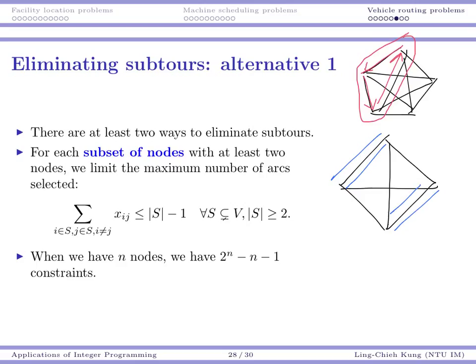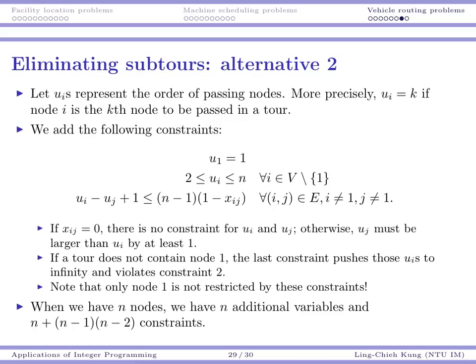Of course, this way has some disadvantage. When you have n nodes, you're going to have 2 to the power of n minus 1 constraints. The number of constraints is exponentially large compared to the number of nodes. So your program would be very, very long. That's obviously one disadvantage. Another alternative is the following. It's more complicated, but the number of constraints would be smaller.